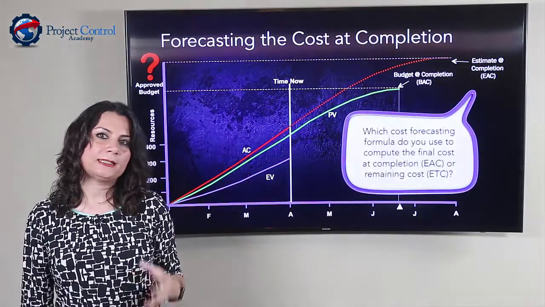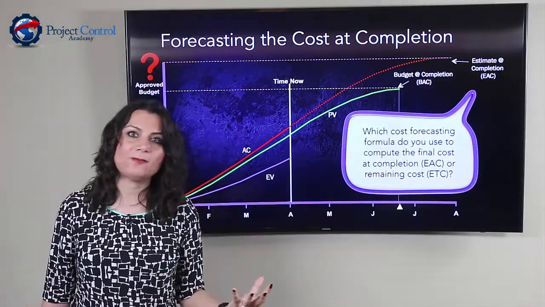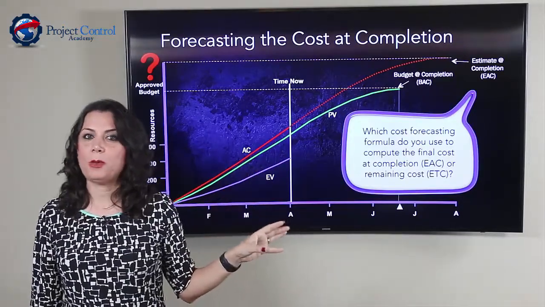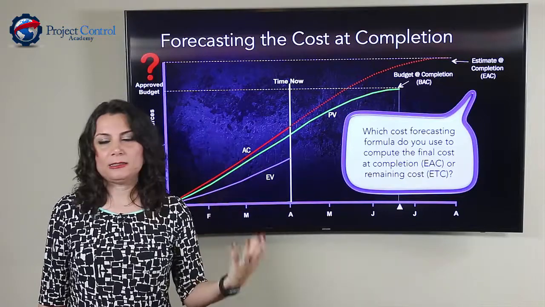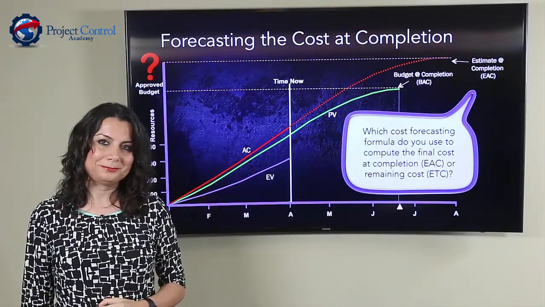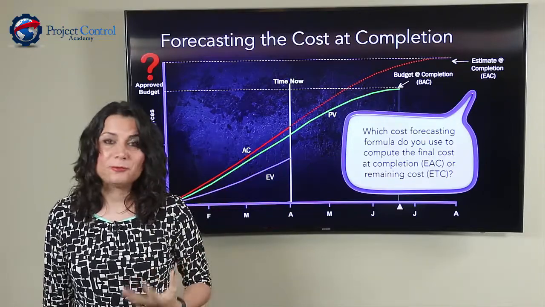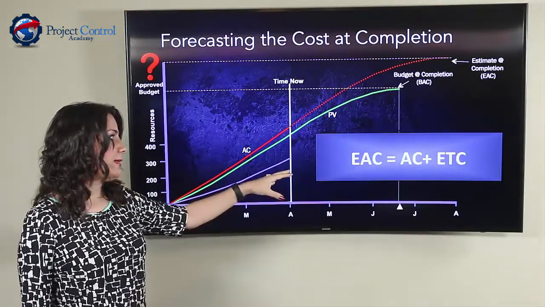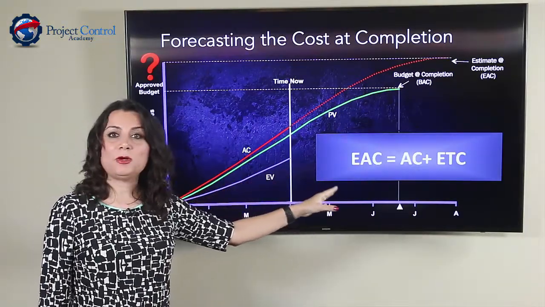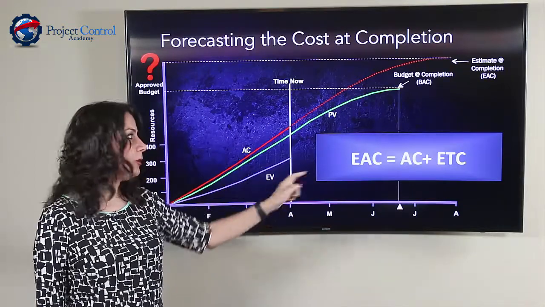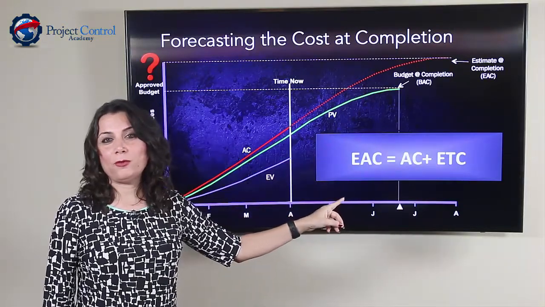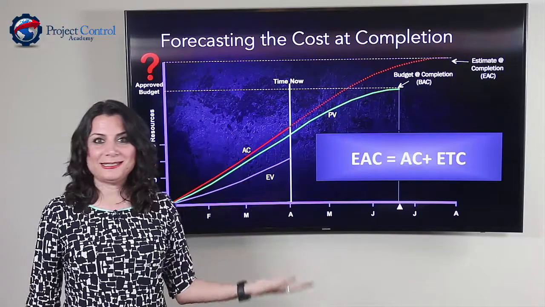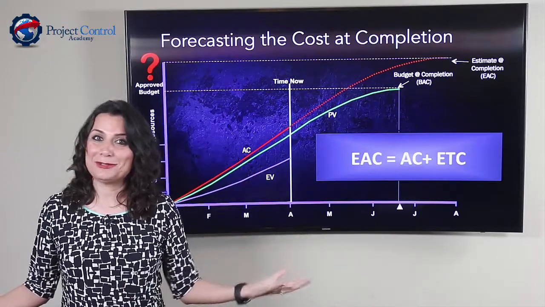But my question for you is what formula you have used. If you were using earned value management for forecasting your cost at completion, what formula have you been using to come up with your EAC or ETC, estimate to complete or estimate at completion? Well, there's a universal formula that you can use for EAC, and that's basically your estimate at completion is the money that you have already spent, or your actual cost, plus the money that you need to spend for finishing the project, or estimate to complete. So that's a very simple formula, that's the universal formula.